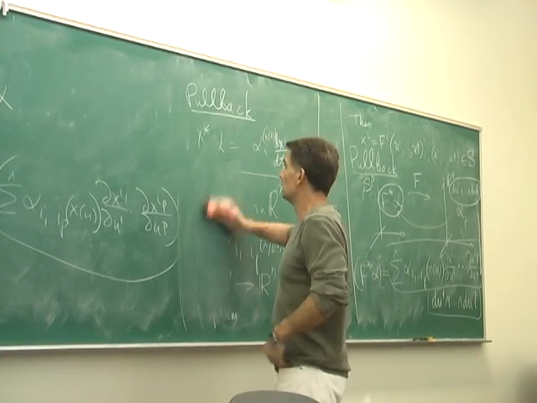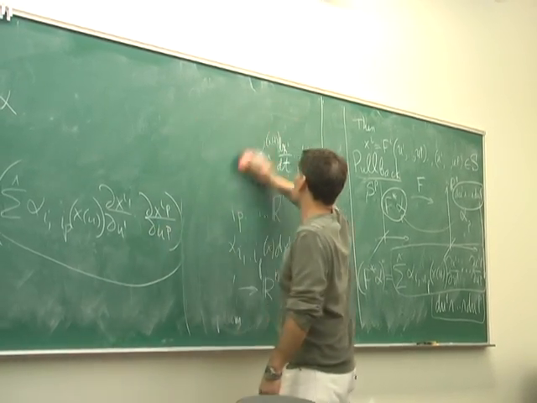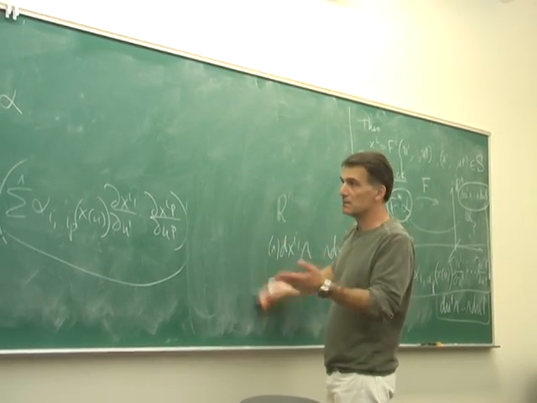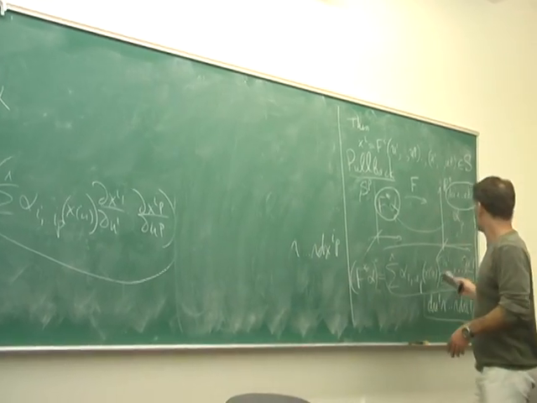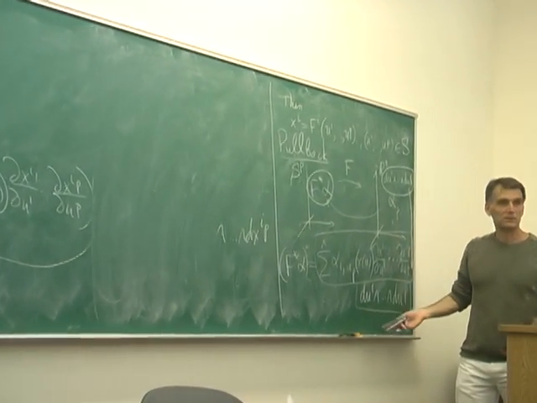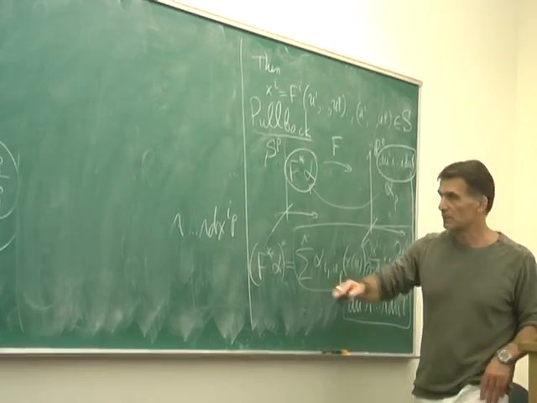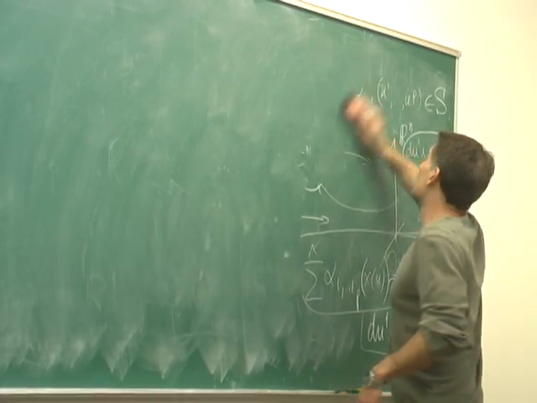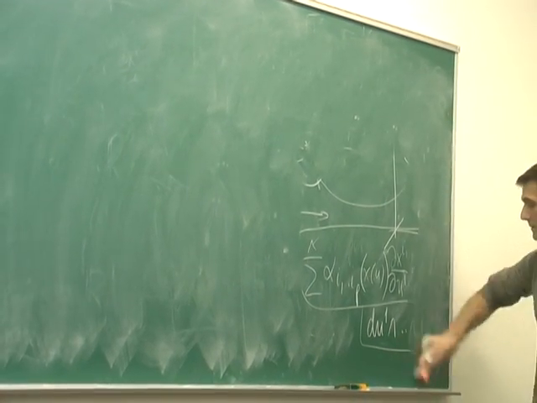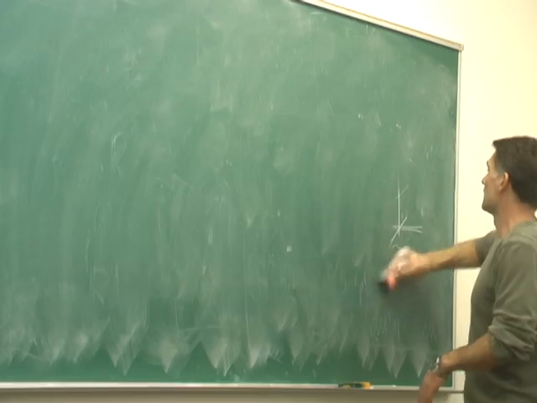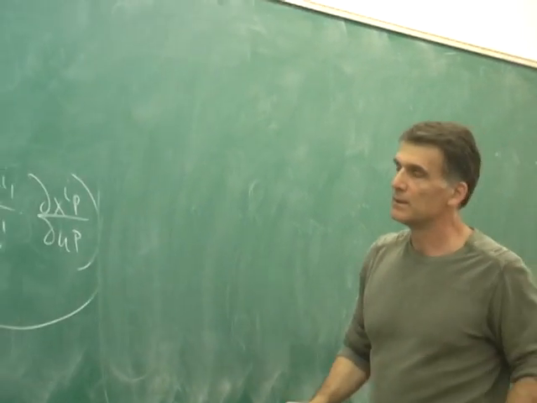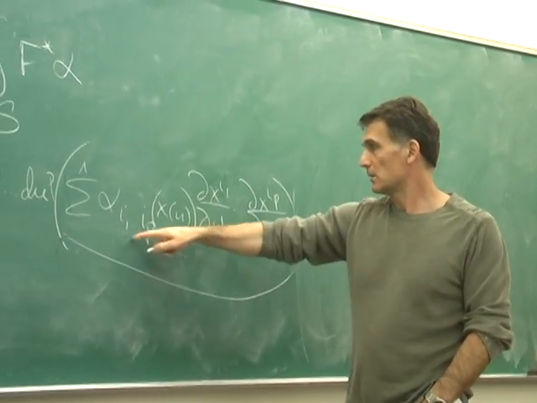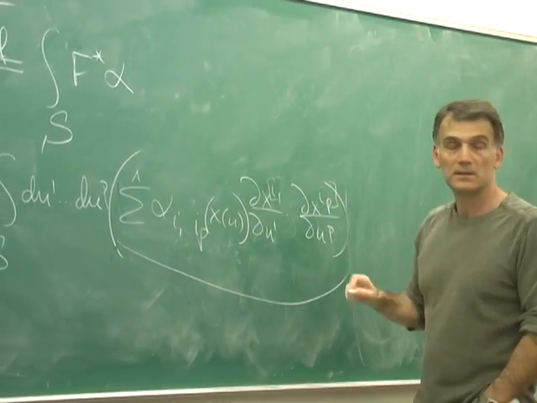Okay, so that's the pullback and the integral. So the pullback is basically the chain rule. You just change the differentials by replacing dx by du. That immediately gives it to you. Well, you see that this is antisymmetric and all that.